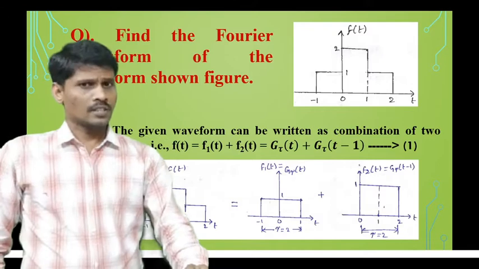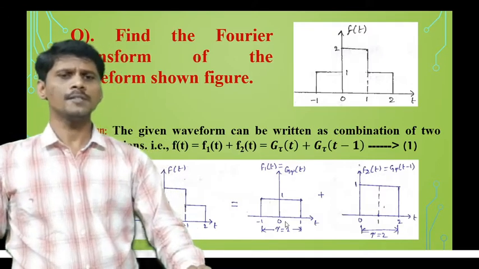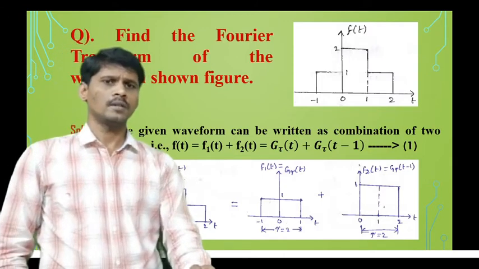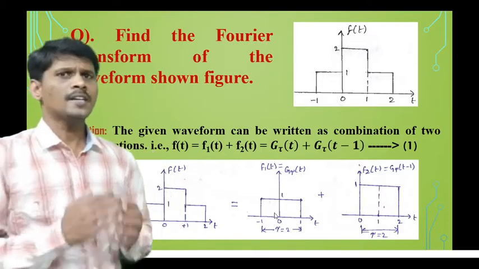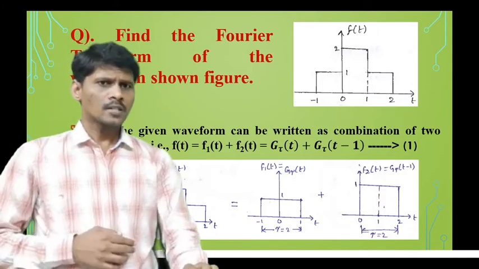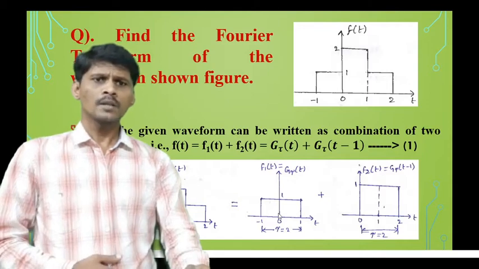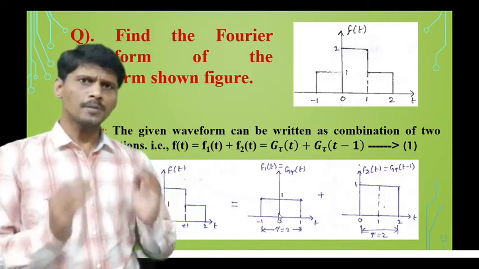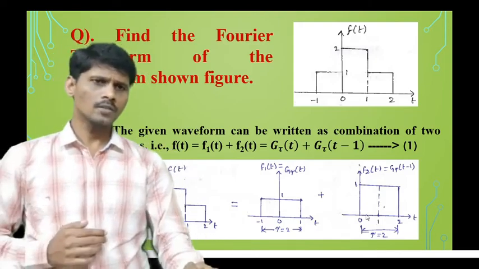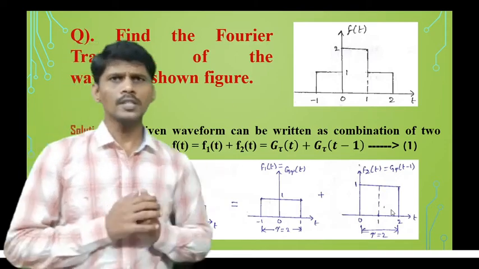The given waveform can be written as a combination of two waveforms, the first waveform f1 of t and the second waveform f2 of t. The first waveform is the standard representation of the gate function or rectangular function. So f1 of t is g tau of t. This waveform f1 of t will be shifted towards the right by 1 second. What is the equivalent graphical representation? This is the equivalent graphical representation, a shifted version of the gate function.